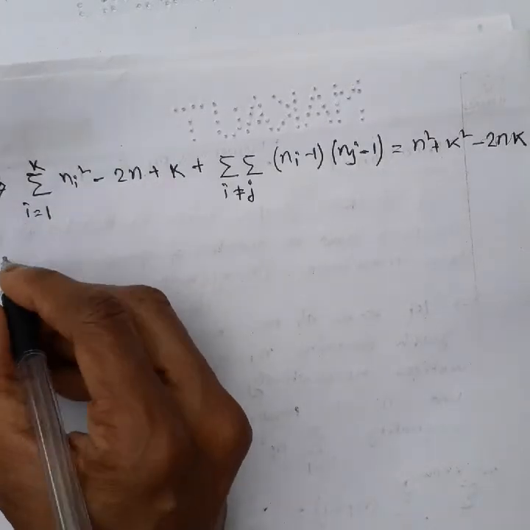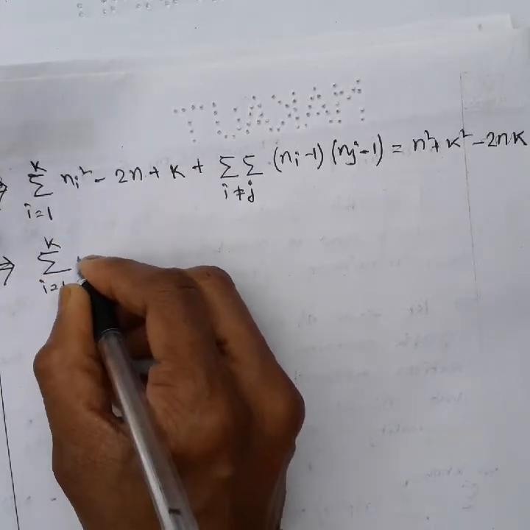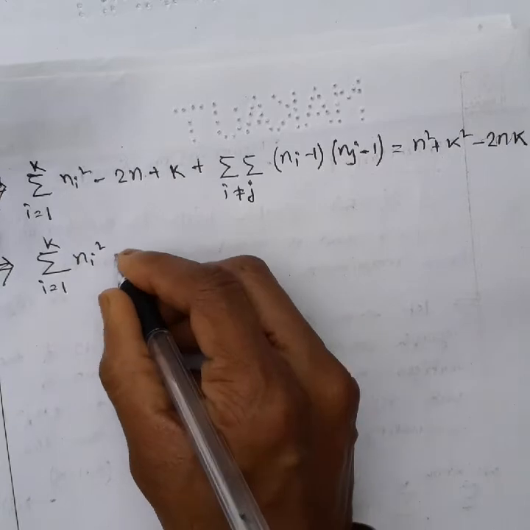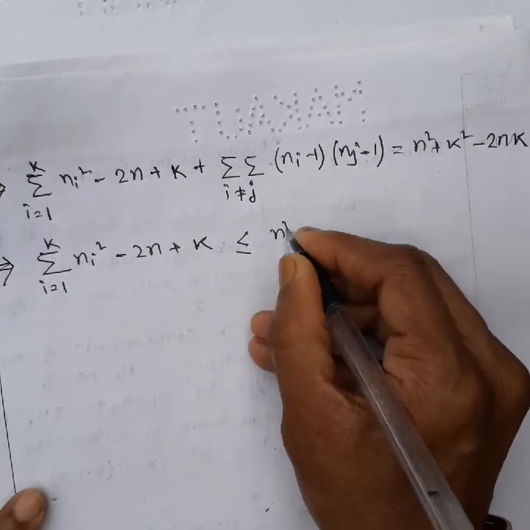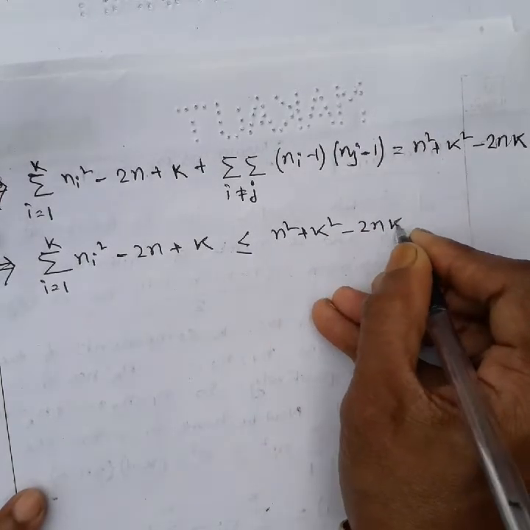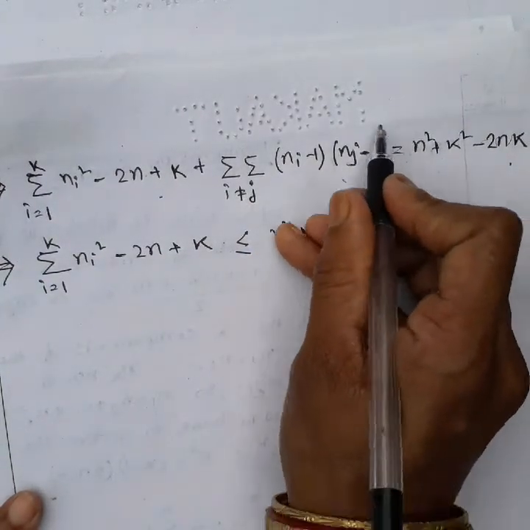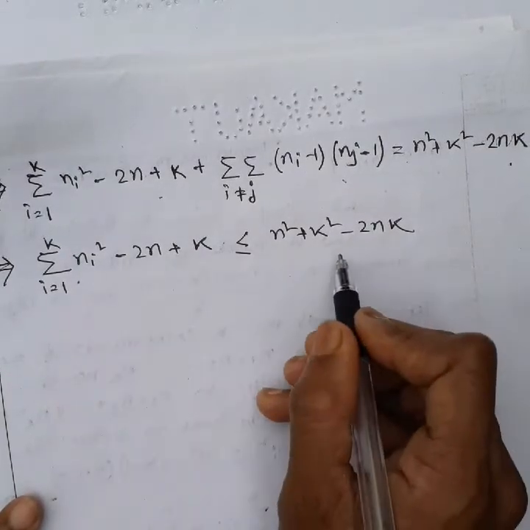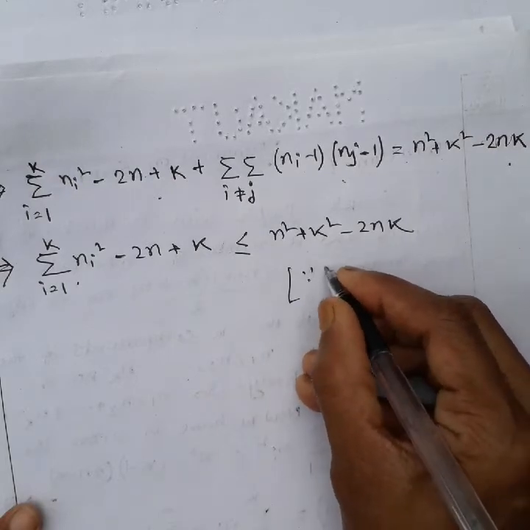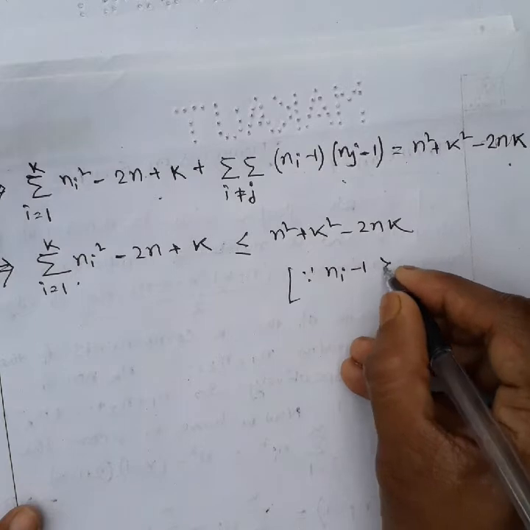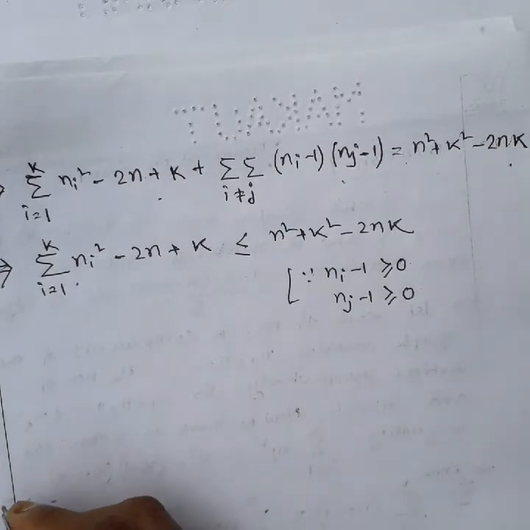Now from here we can write summation of i equals 1 to k of ni square minus 2n plus k is less than or equal to n square plus k square minus 2nk. Okay, this value plus this one equals this. Now if we remove this one, that means this one is less than or equal to this one. Okay, so here we can write ni minus 1 is greater than or equal to 0 and nj minus 1 is greater than or equal to 0.